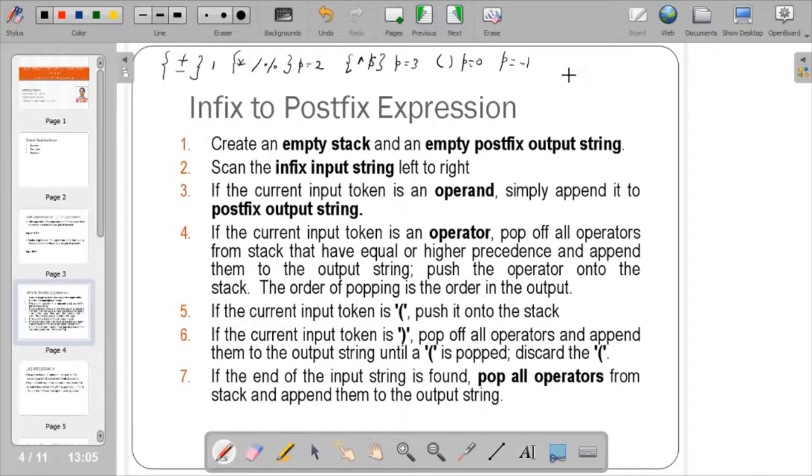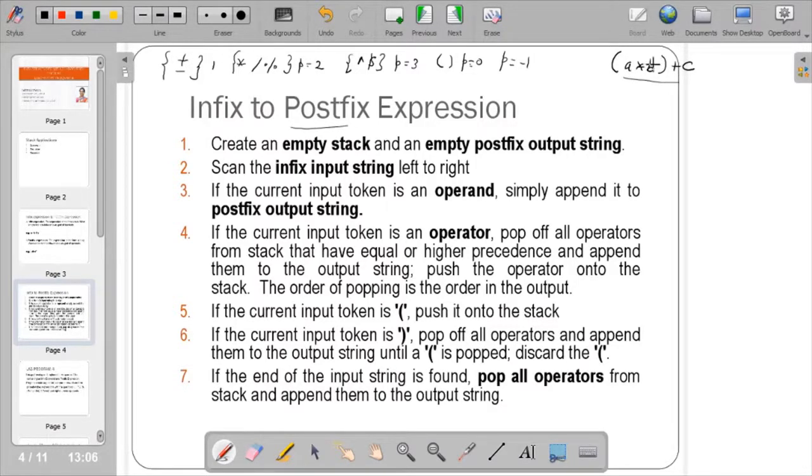Let us take an example: A star B closing the bracket plus C. This is an infix expression. You can see an operator is placed between a pair of operands, and here also it is B plus C, but the bracket symbol doesn't have a priority. Actually, it is nothing but A star B plus C, so again the operator is placed between the pair of operands. Now I need to convert this expression to a postfix expression. So what is postfix?